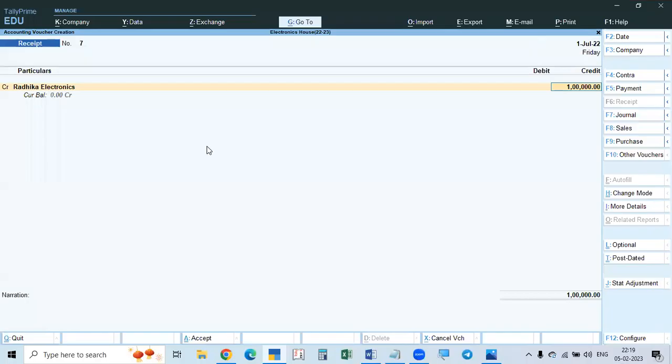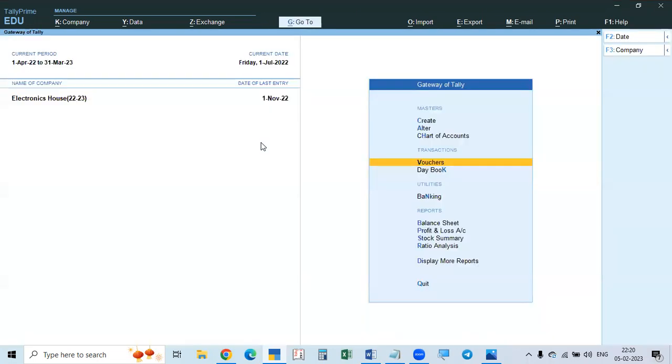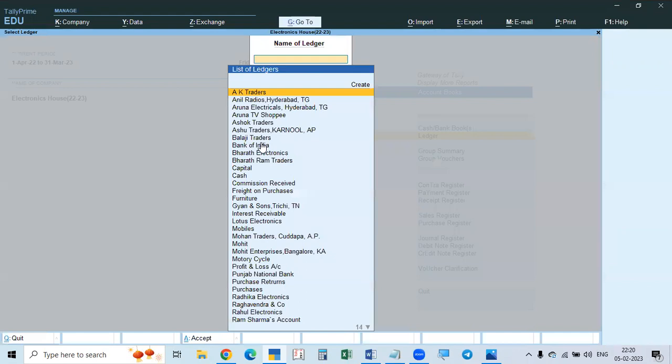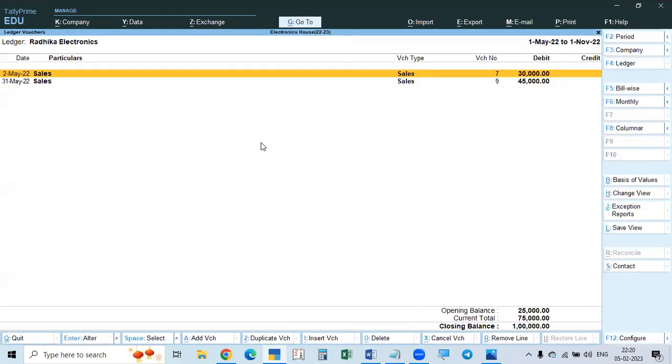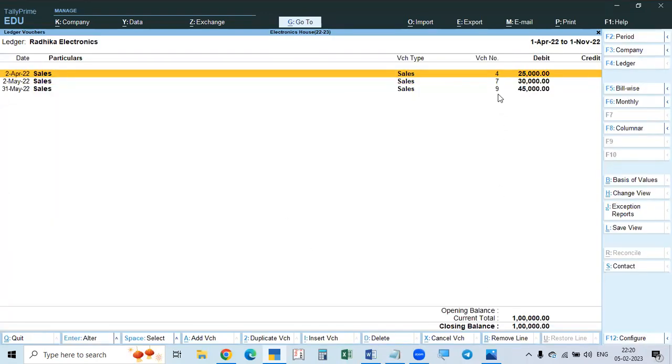1 minute. See here, we are making the entry. So 1 lakh we received from Radhika Electronics. Now we will get the adjustment table. See here, bill-wise details for Radhika Electronics. For bill-wise details, we are showing 1 lakh, but it is showing on account. If we go to against reference, nothing is shown. But if you go to the account, Radhika Electronics, already 1 lakh is outstanding.